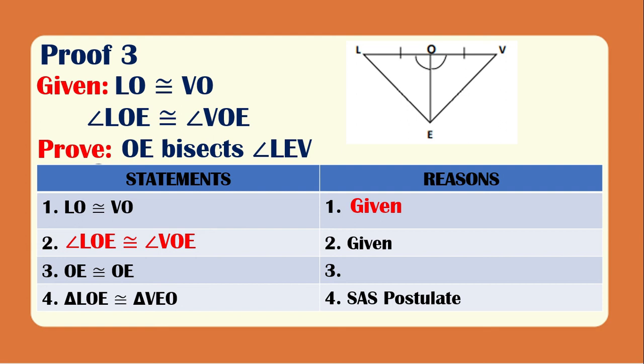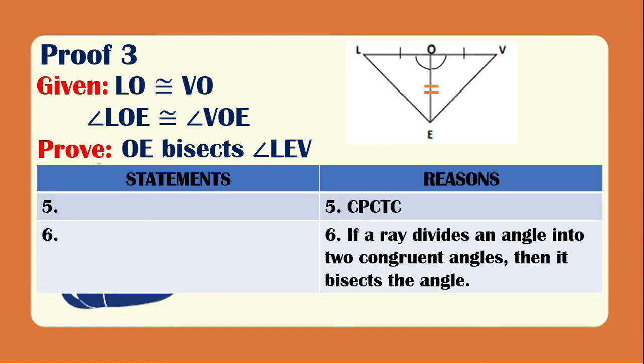For the third statement, we have OE is congruent to OE. For what reason? For reflexive property. And then for the fourth statement and fourth reason, they are both given. We have triangle LOE is congruent to triangle VEO because of the SAS postulate. For the fifth reason, we have CPCTC. What are the two angles created because of the OE? We have angle LEO and angle VEO. They are both congruent because they are corresponding parts of congruent triangles.